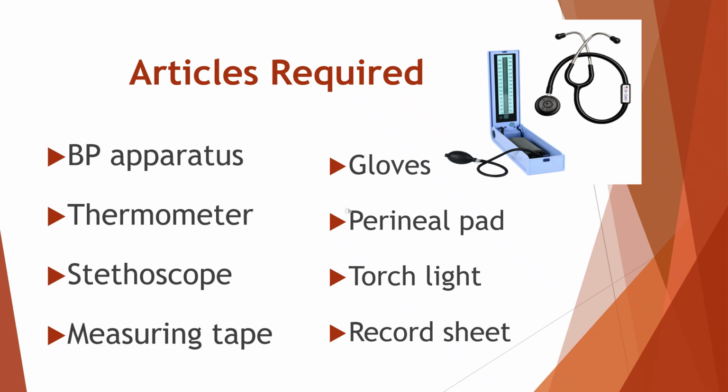A measuring tape is important to check fundal height and uterine involution. For maintaining hygiene and safety, we must wear gloves. A perineal pad is needed to assess lochia and bleeding. We also keep a torchlight to clearly visualize the perineal area if needed. And finally, a record sheet is very important to document all our findings properly. So basically, students, these articles help us perform the assessment accurately, safely, and systematically.